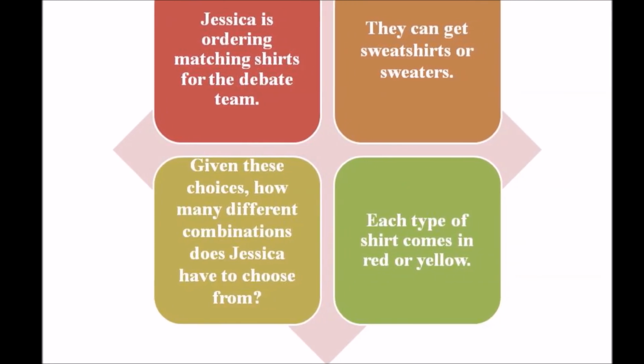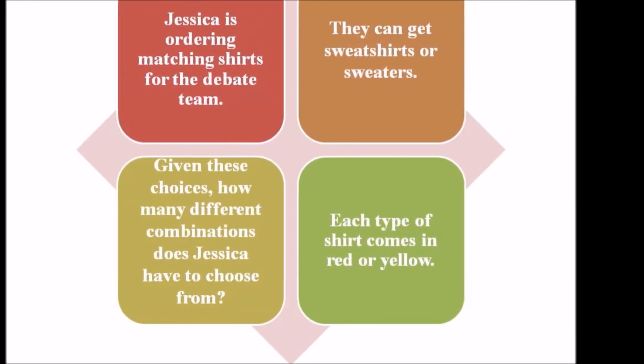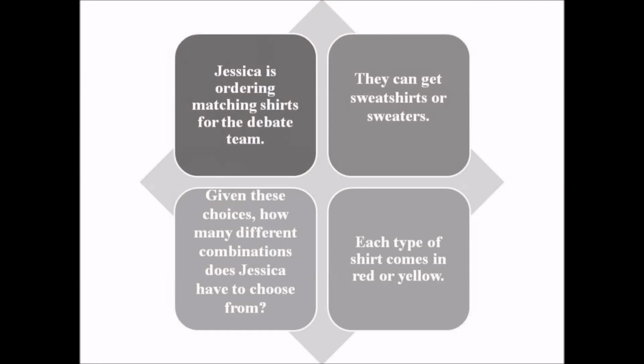For example, Jessica is ordering matching shirts for the debate team. They can get sweatshirts or sweaters. Each type of shirt comes in red or yellow. Given these choices, how many different combinations does Jessica have to choose from?